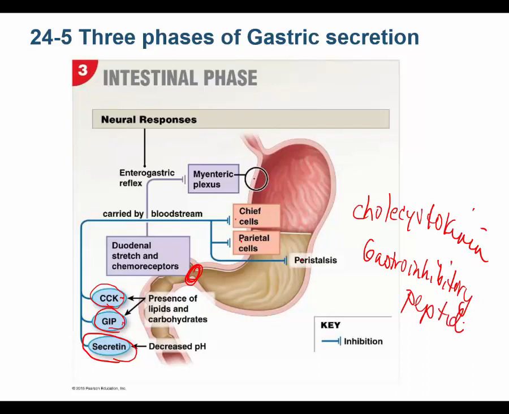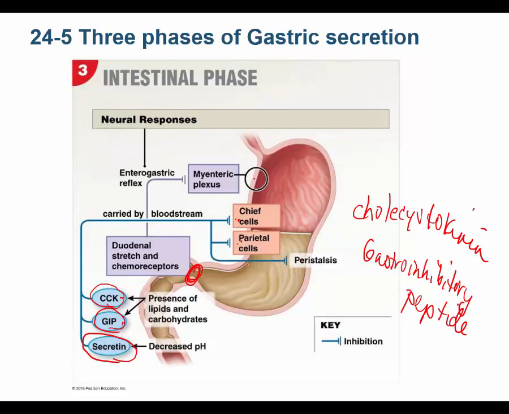Now, what does cholecystokinin and gastroinhibitory peptide do? Well, first of all, lots of things. But for right now, one thing they do is they're going to feed up in the bloodstream. These are hormones. They're going to feed up to the chief cells and shut them down and shut down the parietal cells, just like secretin did. So the net effect here is slow down the stomach. When you first put your first bit of chyme in the duodenum, you slow down your stomach.